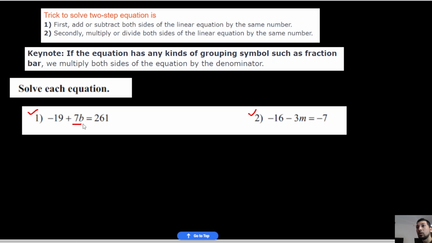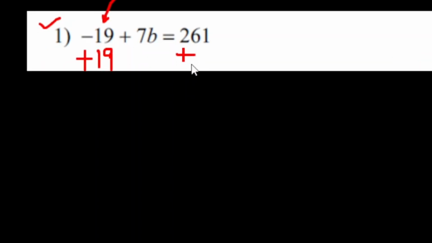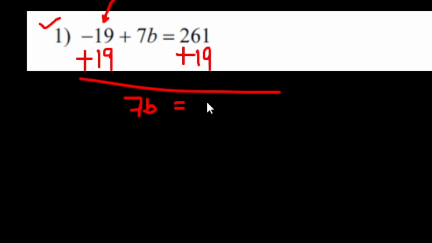So we have this 7b, which is a variable with a coefficient, and we have this negative 19, which is a constant. So we first need to add or subtract this constant so that I just get the variable part isolated. So in this case, I can see that 19 has a negative sign in front. So if I add 19 on both sides, I get 7b equals 280.